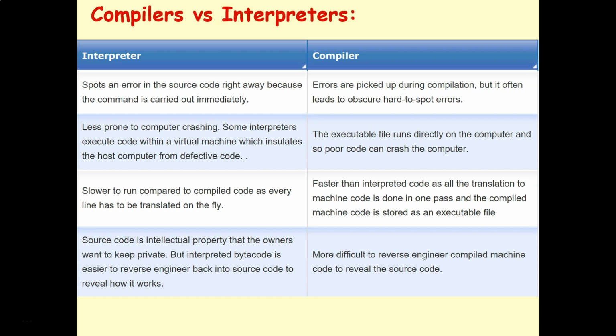Interpreters are slower to run compared with compiled code, as every line has to be translated on the fly every time the program is run, whereas the compiler is faster, as all the translation of machine code is done in one pass when you first compile the program, and then the compiled machine code is stored as an executable file. Source code is sometimes considered intellectual property, and owners want to keep that private. But interpreted code is easier to reverse engineer back into source code and reveal how it works, whereas with compiled code, you have that executable file, and it's difficult to go back, reverse engineer it, and work out the source code.